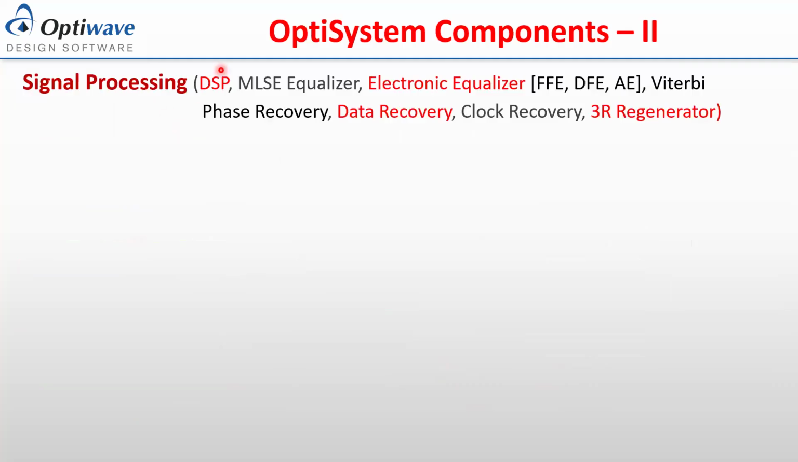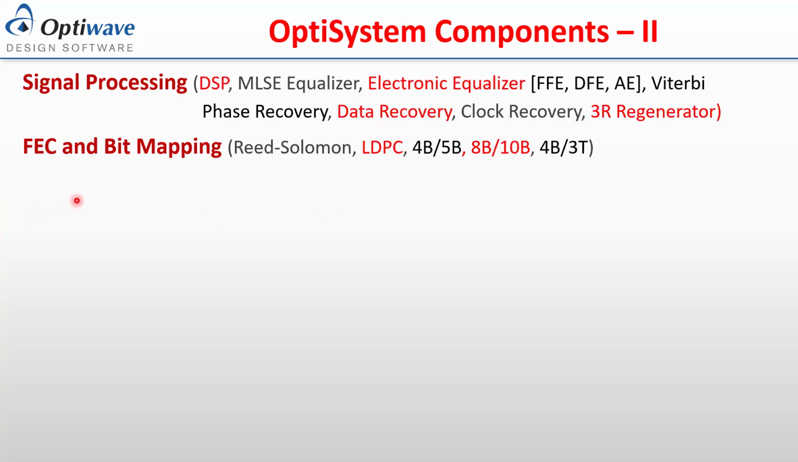Also, we have signal processing. So you have digital signal processing, a very sophisticated component, which can do lots of functionality in it. There are equalizers, adaptive equalizers. There are regenerators for time, for clock recovery, for data recovery, as well as 3R generation. And there is FEC support. So we support the Reed-Solomon algorithm, as well as low density parity check. There is bit mapping, which enables the probabilistic amplitude shaping and any other application you require.